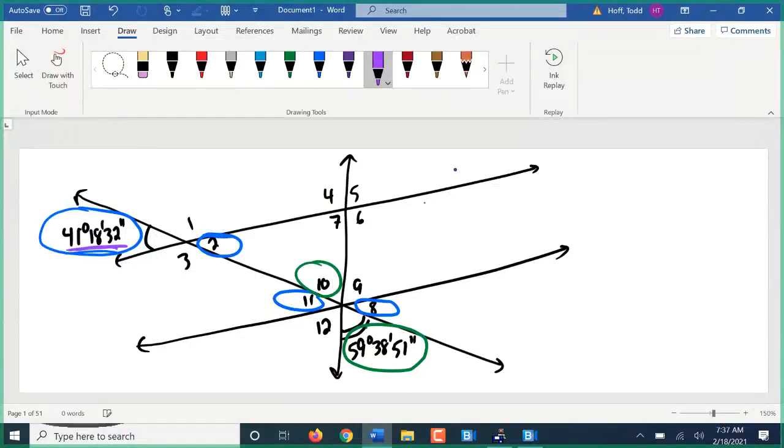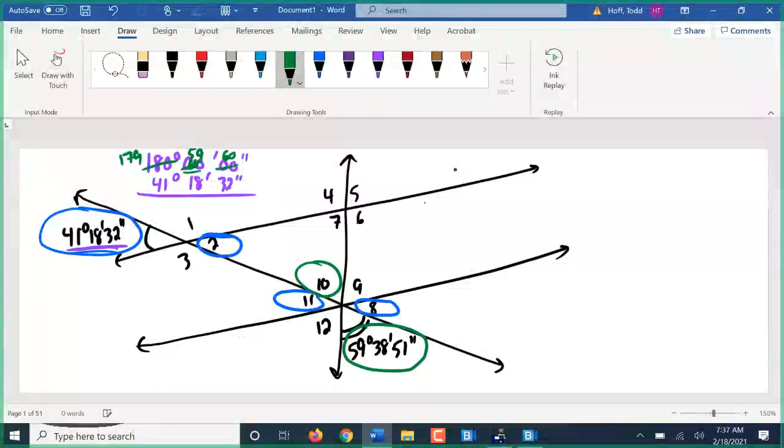Its relationship with the 41, 18, 32 is that it's supplementary. So how do we find angle 1? There we go. Subtract from 180. So we have to borrow here because there's nothing here to borrow from. We go all the way to the 180. That'll be 179. That would make this 60, which we have to borrow from to make it 59, and this will be 60. Now we can subtract.